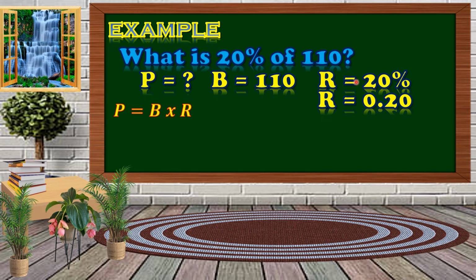Next step is we're going to substitute or plug in the amounts. Our base is 110 and our rate is 0.20. We're going to multiply or get the product of that. So 110 times 0.20 is 22. So meaning that 22 is 20% of 110. Again, 22 is 20% of 110. That is for example number 1.